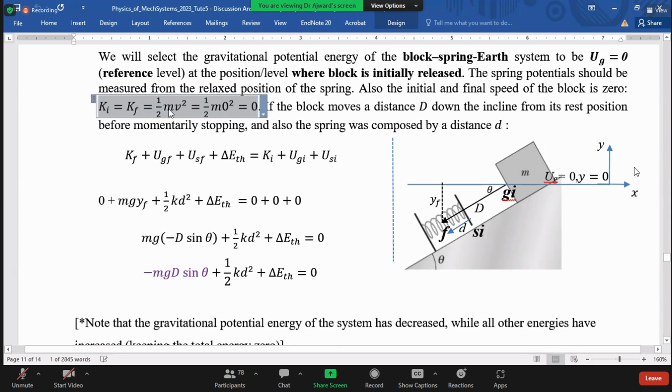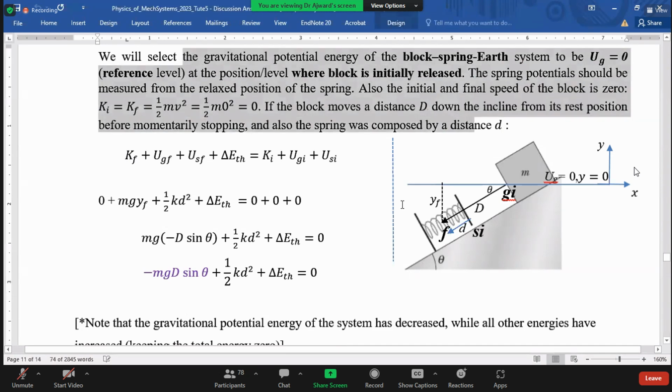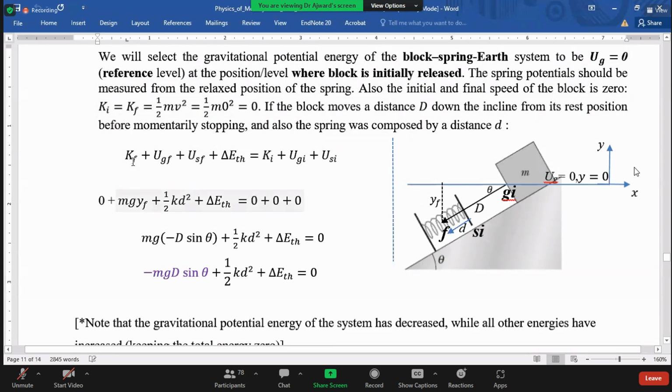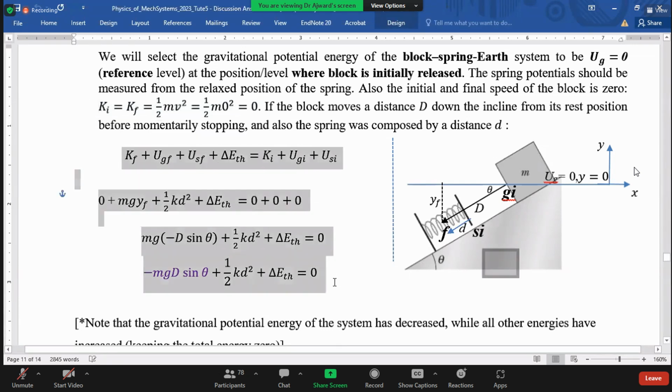So I just put it here like this, but you don't have to write everything. You have to clearly indicate where you choose at least the gravitational reference. In the equation, you see the final KF is the final kinetic energy, which is 0. KI is the initial kinetic energy, which is also 0. As I told you, you don't have to write everything like this, but these equations, this part, you have to write.